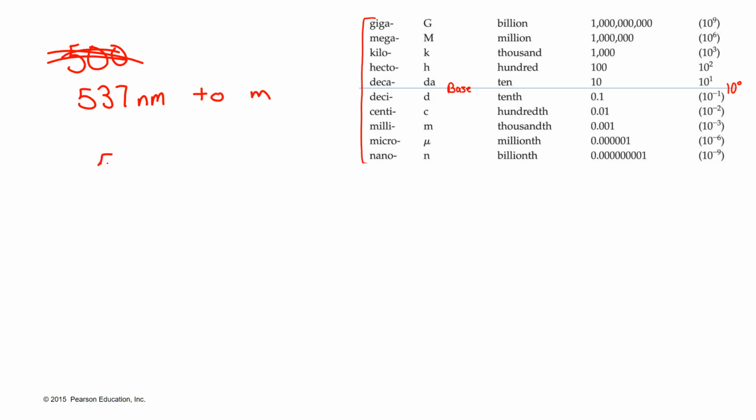So again, my first step is I'm going to take my given 537 nanometers. I want to get rid of my nanometers, and I want to go to meters. Meters is the larger unit.